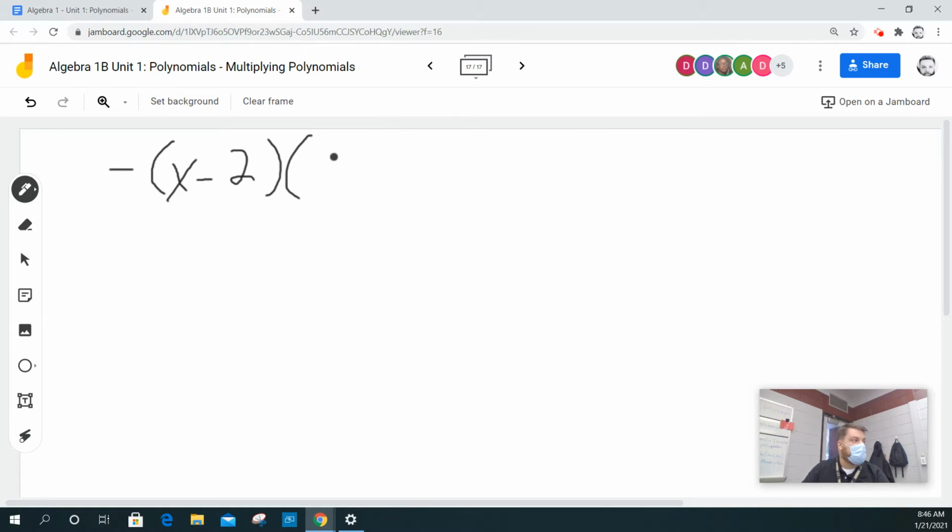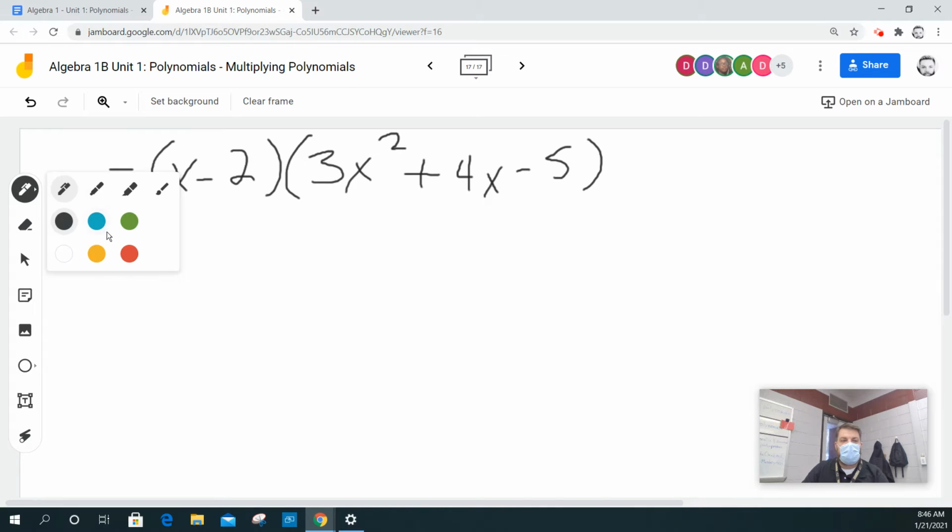So, negative the quantity x minus 2 times the quantity 3x squared plus 4x minus 5. So this negative, right off the bat, remember we're going to have to distribute that through. Now, multiplication is commutative, so technically I can push it through, but you only push it through one time. I'm going to wait until the end to do that. You're less likely to make a mistake if I wait until the end.